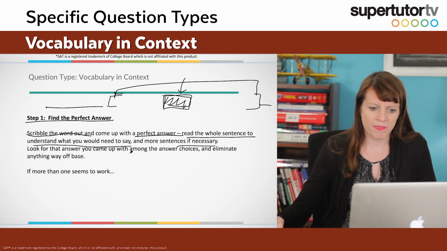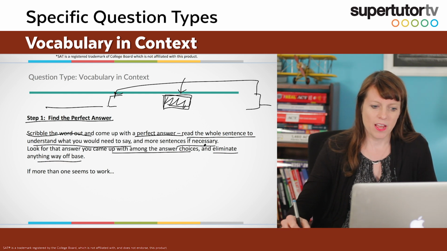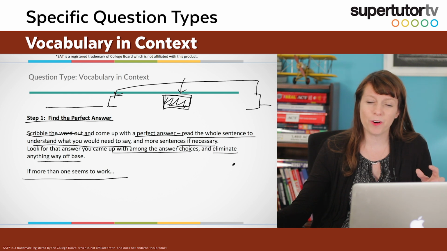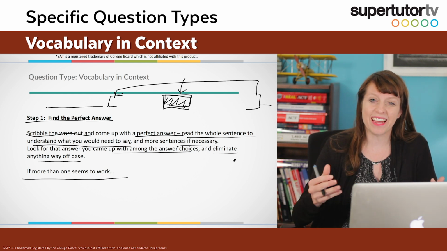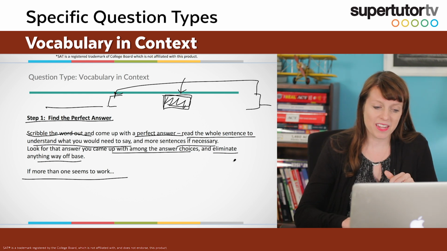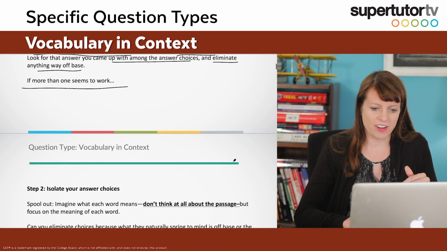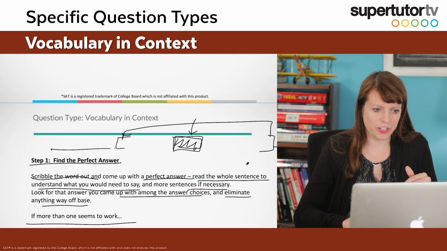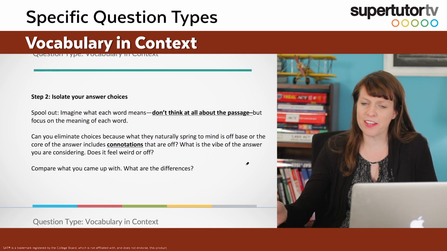I find my perfect answer, and then I try to look among my answer choices, see if I can find what I'm looking for, and I eliminate anything way off base. But if more than one answer still seems to work, or if I really can't seem to find anything that's dead on to what I came up with, that's when I get into trouble, and I start to turn to other strategies. The next thing that I'll do is I'll isolate my answer choices.